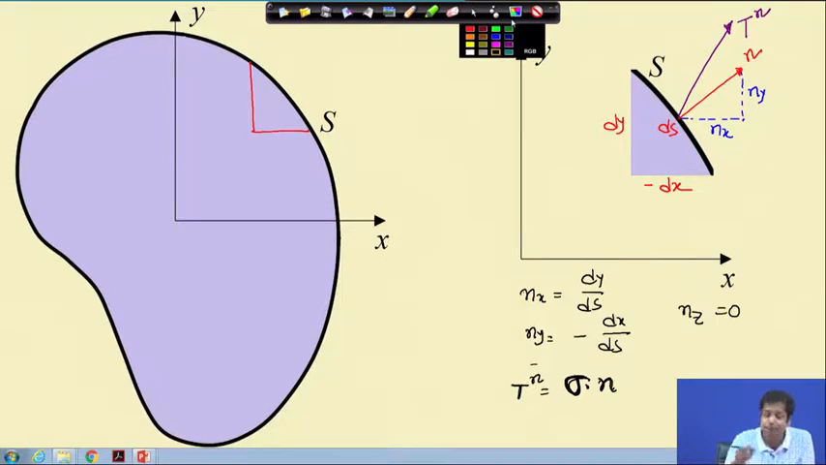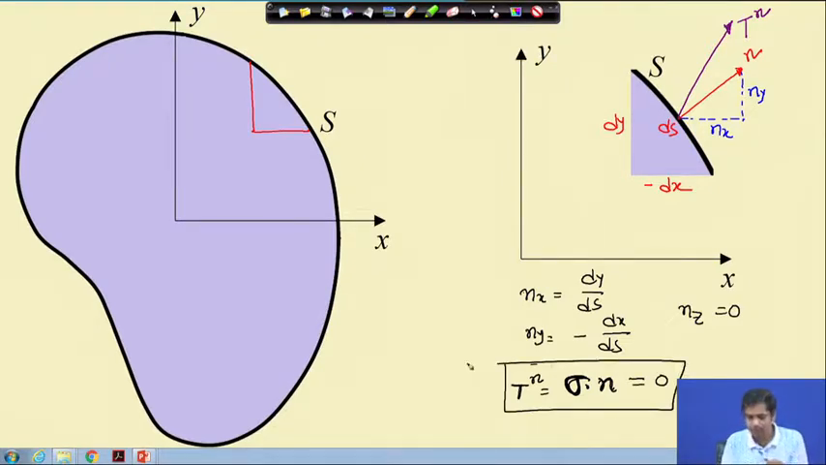Since this is a stress free boundary, there is no traction on the boundary, no external load on it, so naturally this has to be 0. This is the boundary condition we have. Now let us expand this equation, write the traction in terms of its components, and see how we can simplify this expression.